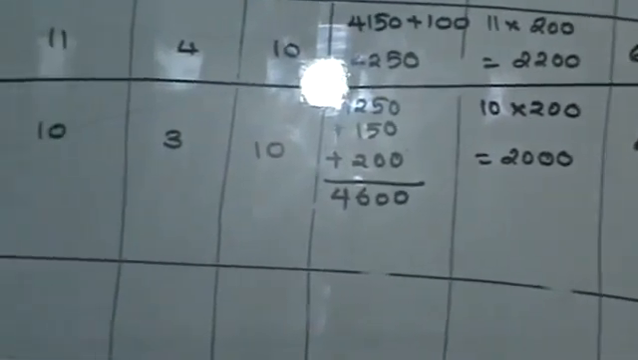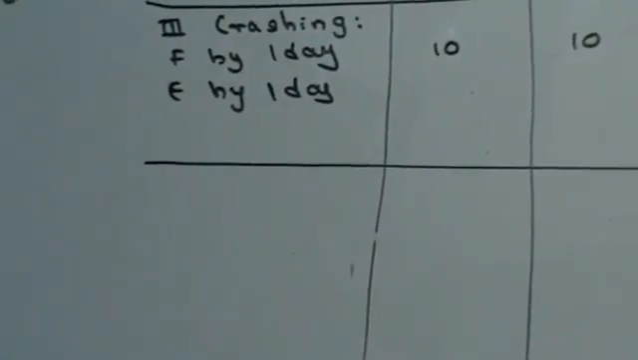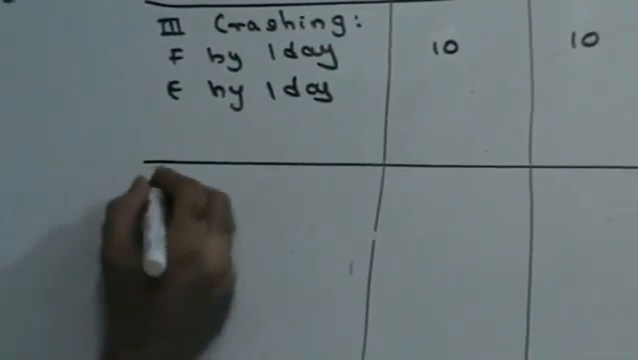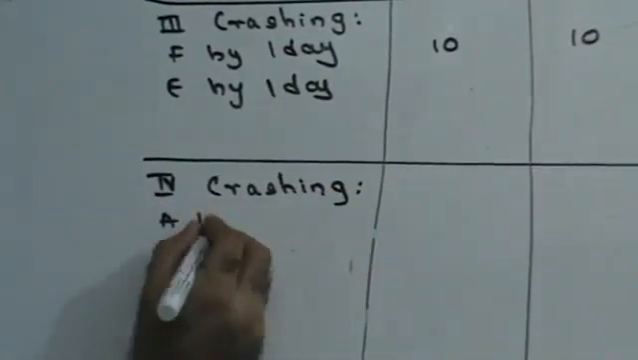Now we have crashed F. F could be crashed by 1 day. So we finished crashing of F, we finished crashing of D. Now I need to crash A. A also can be crashed only by 1 day. So my fourth crashing is going to be A by 1 day.